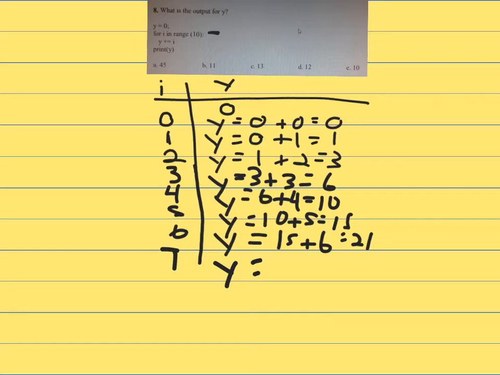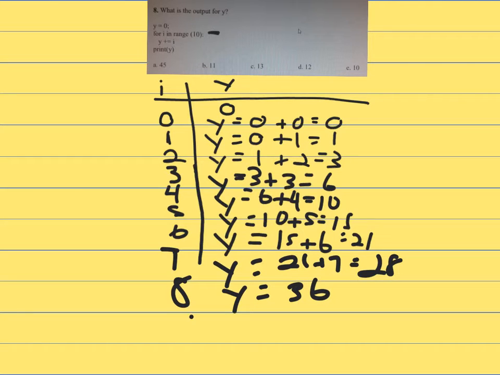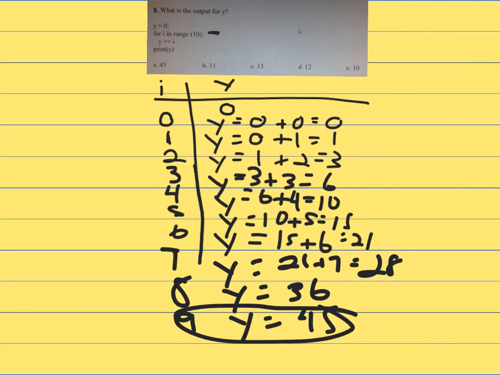Now I'll just continue with the rest of the problem so that you see what's going on. So y equals 21 plus 7, 28. 28 plus 8, 36. And the 10th iteration is 36 plus 9, 45. So right now y will print out y equals 45.